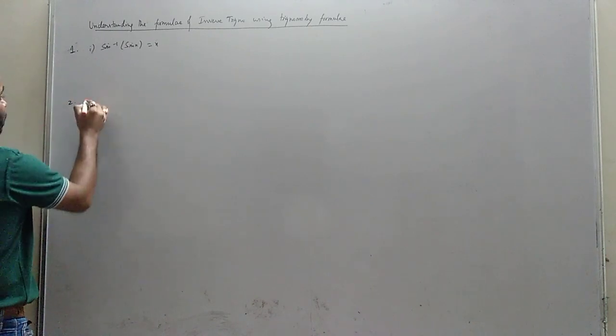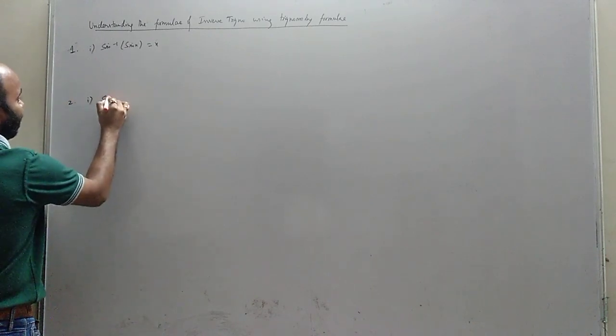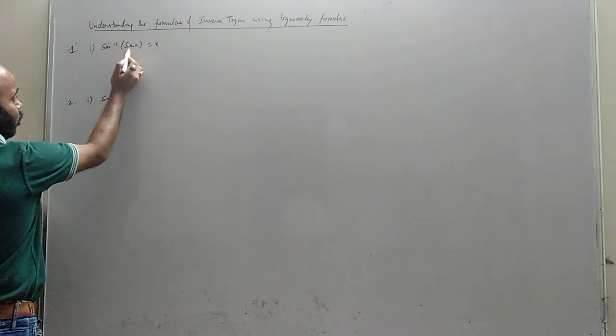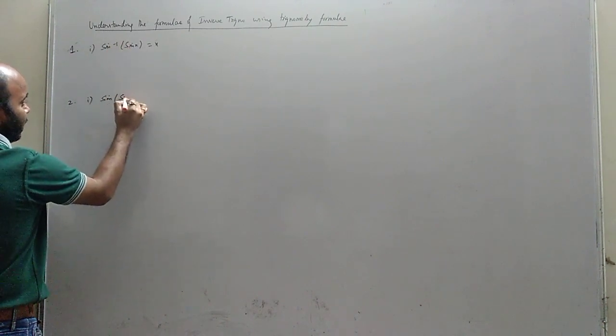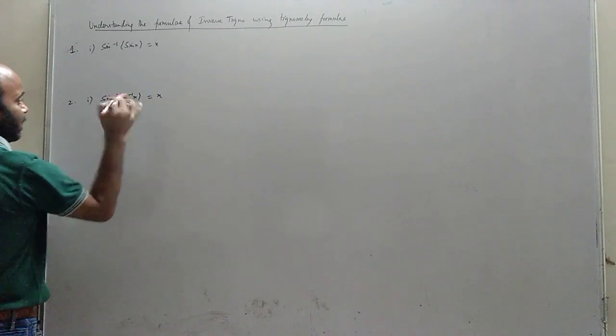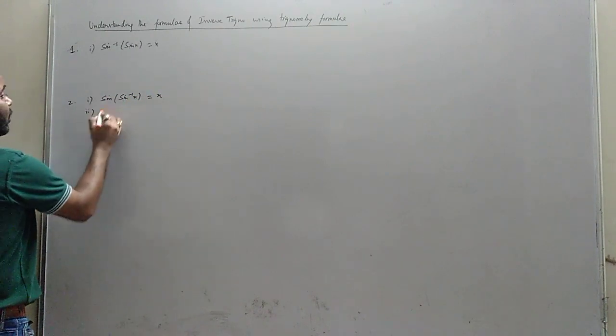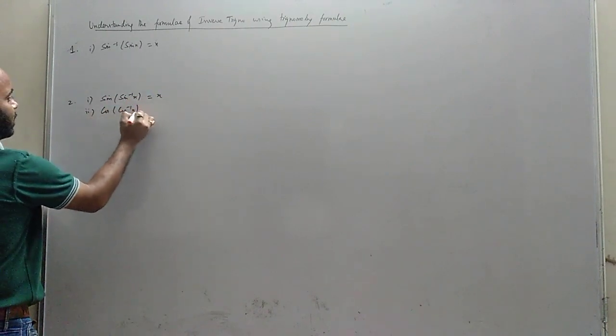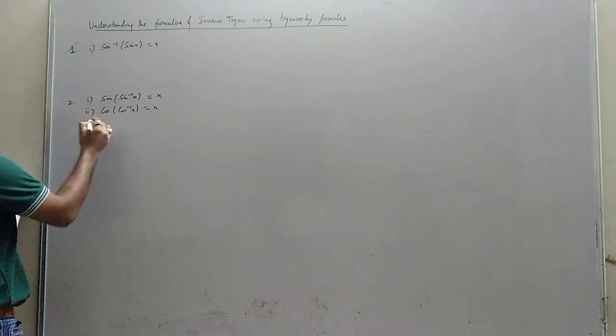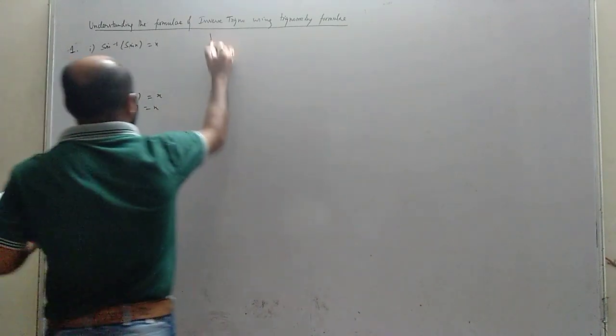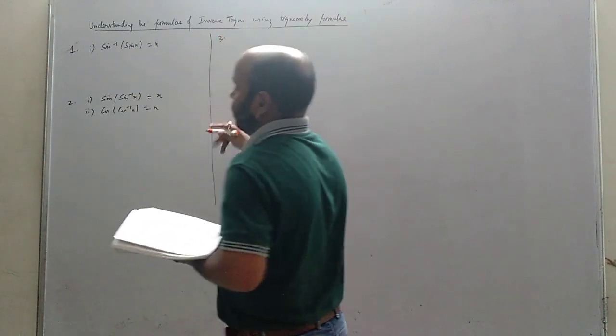Similarly, theorem 2. First formula, ulta. Here inverse first, trigno later on. Here trigno first, inverse later on. That is equals to x again. Similarly, cos inverse x equals to x again. And so on, you have to write. Next, theorem 3. You understand how to write?